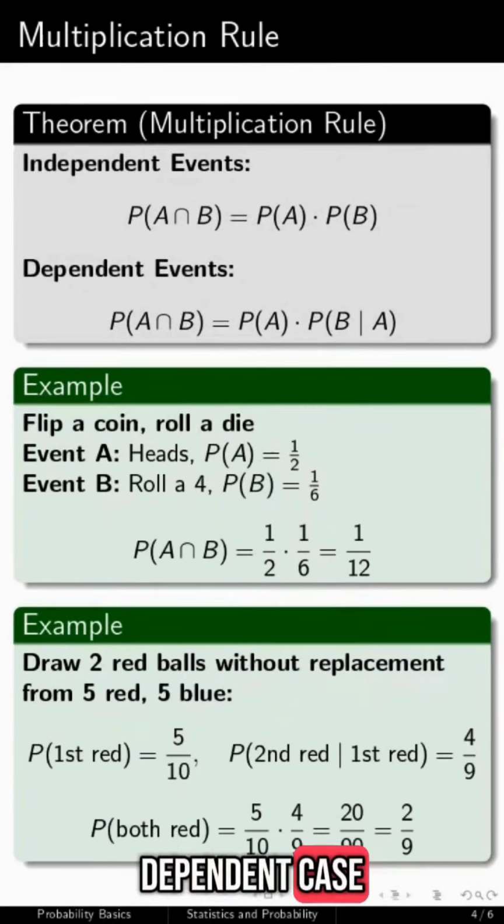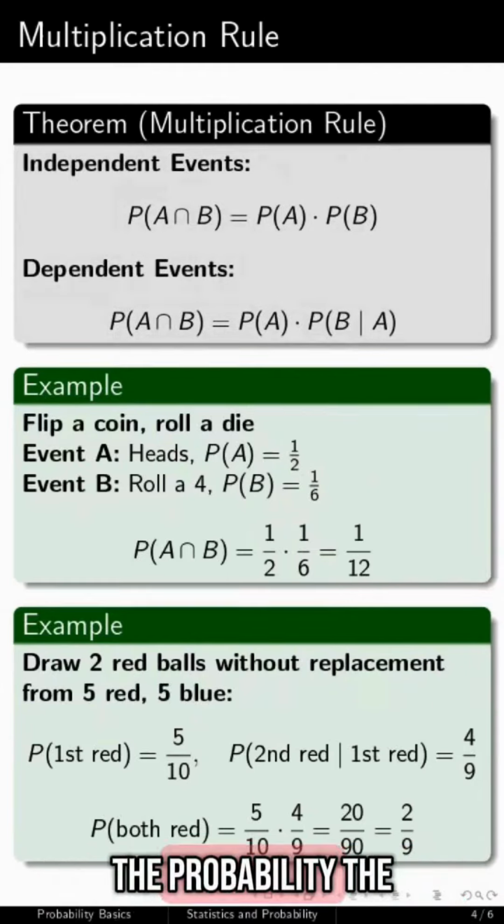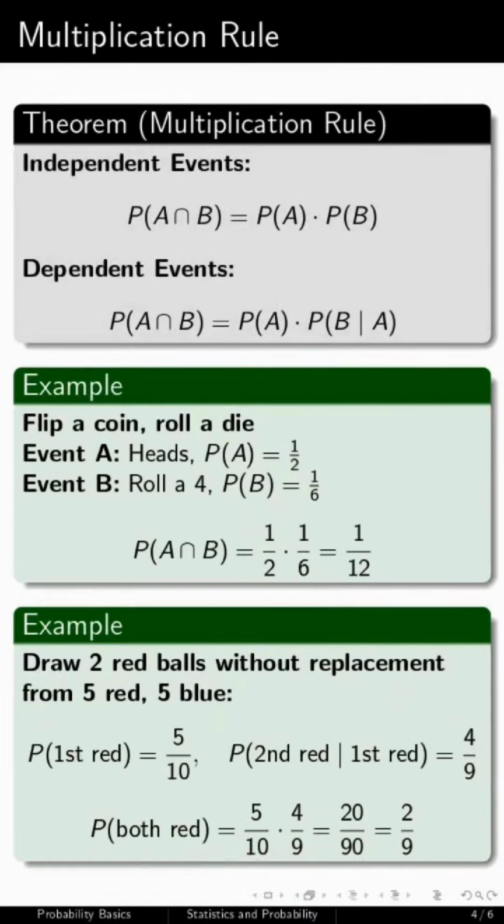Let's try a dependent case. A box has 5 red and 5 blue balls. 2 balls are drawn without replacement. What is the probability that both are red? The probability the first ball is red is 5 out of 10. After removing one red ball, there are 4 red left out of 9. So the total probability is 5/10 times 4/9, which equals 20 over 90, or 2/9.